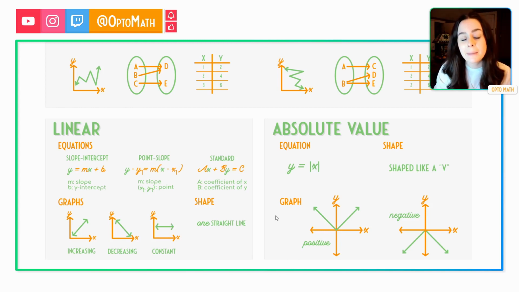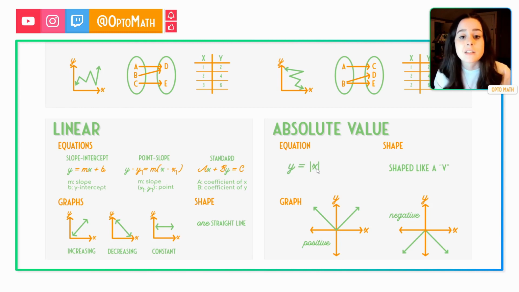Our next function family is absolute value. Now this looks like a big V. This thing right here is called your vertex. And the reason it's such a symmetrical V is because of how absolute values work. If you remember from previous classes, absolute value means distance from 0. So if I substitute 2 in for x, well, what's the distance 2 from 0?